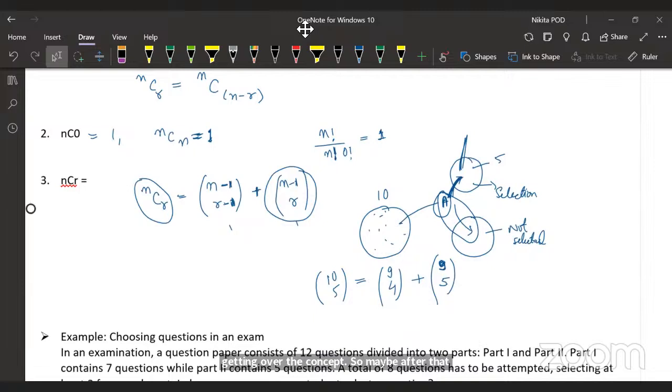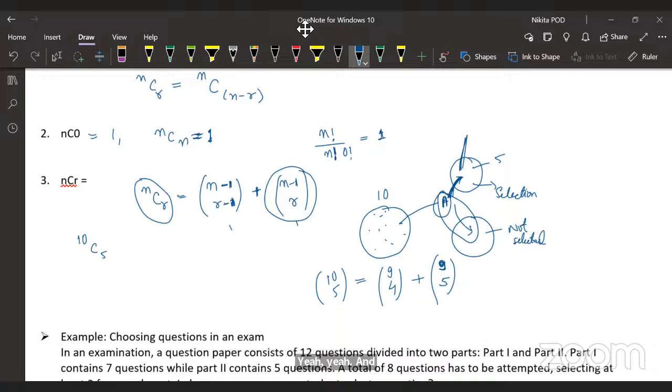Ma'am, are you saying that selecting 5 objects from a collection of 10 objects is same as selecting 4 objects from 9 plus selecting 5 objects from 9? Is that what you're saying? Yeah.